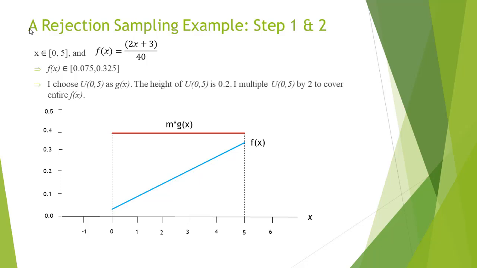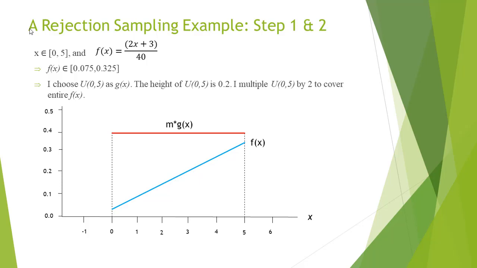But 0.2 is not always greater than fx, right? Because the maximum value of fx is 0.325. So what do I do? I multiply Gx by 2. Then the height of Gx on the domain between 0 and 5 is 0.4. It can cover every possible point of fx. Then 2 multiplied by Gx can be used as an envelope distribution.